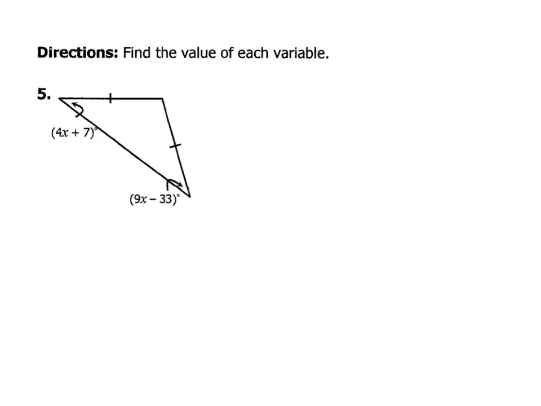All right, number 5, we have to do a little algebra, but we're still using that isosceles triangle theorem. So we are given that the legs are congruent. So by the isosceles triangle theorem, we can say that the base angles are congruent as well. So in order to solve for x, set both angles equal to each other. So we can say that 4x plus 7 equals 9x minus 33. And now we can solve for x.